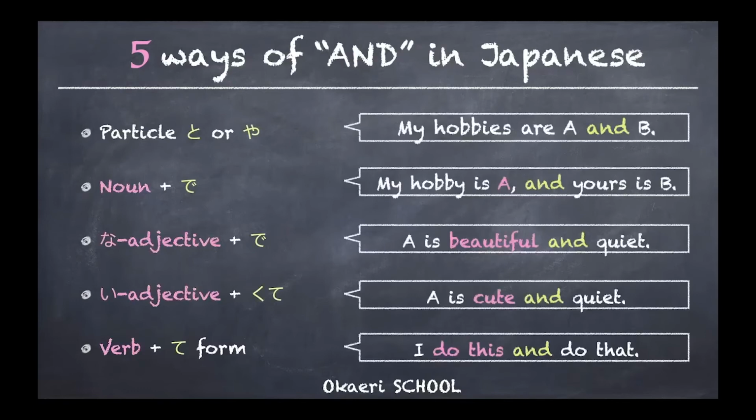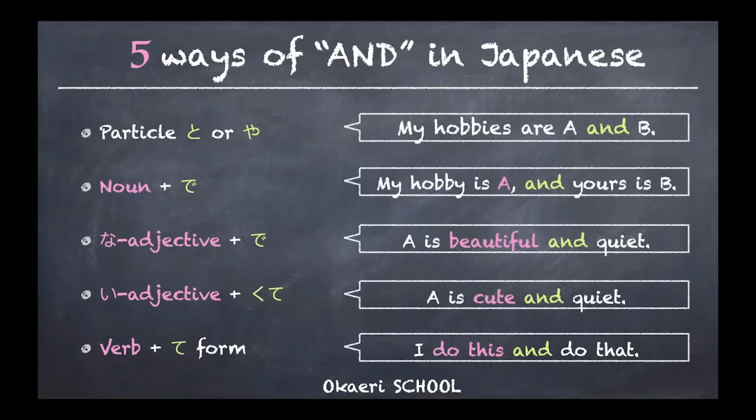For example, particle と or や in sentences like my hobbies are A and B, when you're simply stating 2 or more different things. So A and B and C and D and so on. That's it, and then you use と or や. Or my hobby is A and yours is B. The difference between the first one and the second one is the 2 sentences combined.